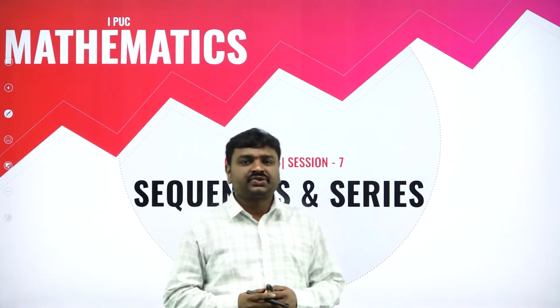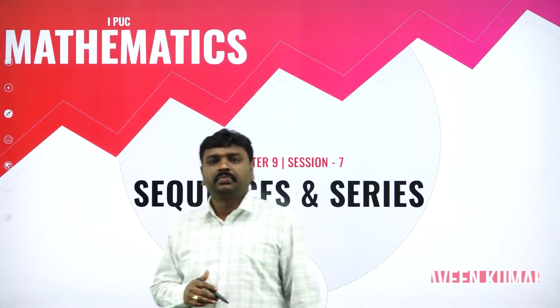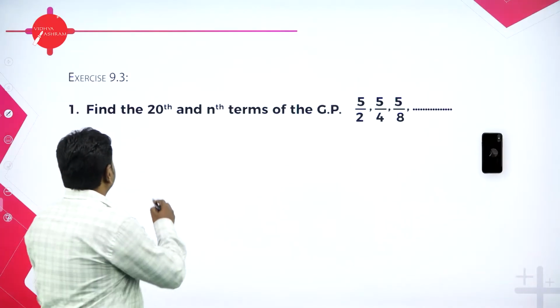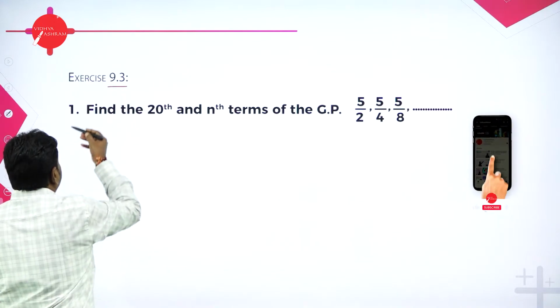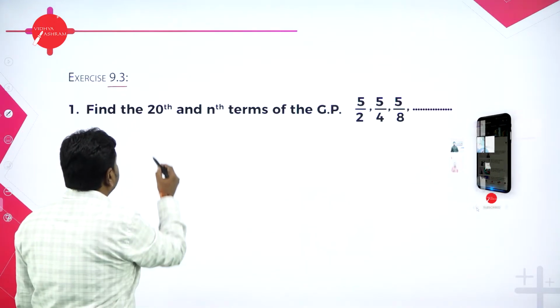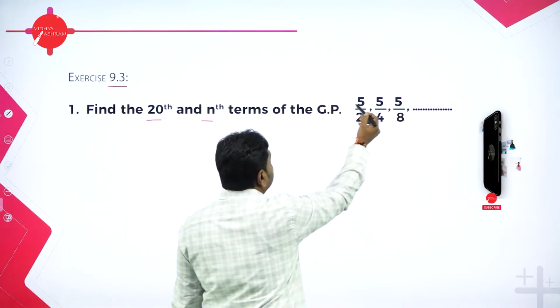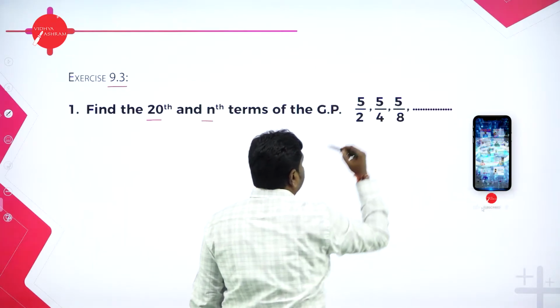Welcome to the session, dear students. Today we'll go ahead with the problems of sequence and series. See, exercise 9.3, problem 1. Find the 20th and nth term of the geometric progression GP 5 by 2, 5 by 4, 5 by 8.